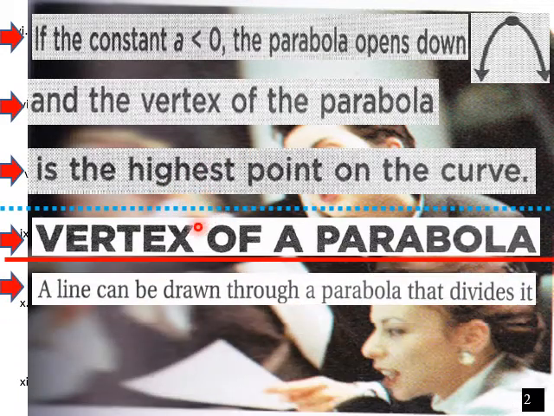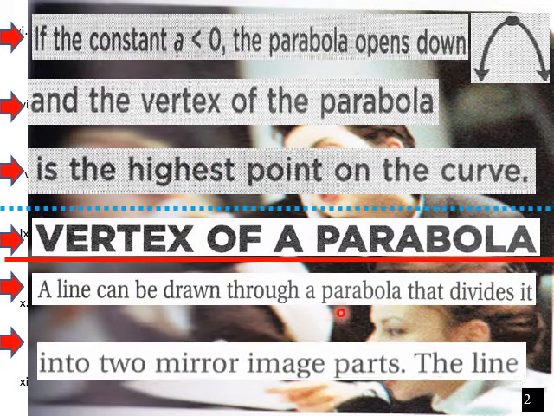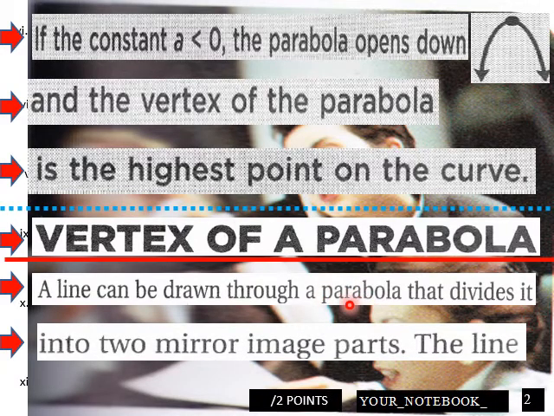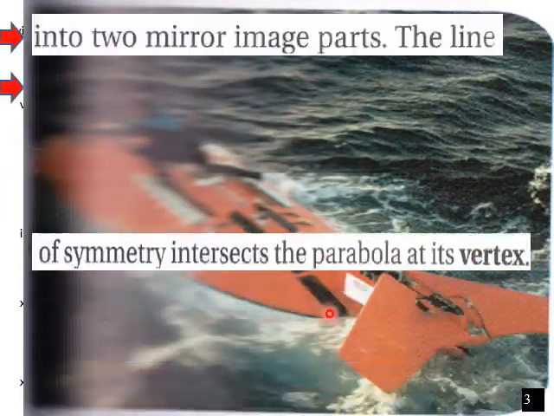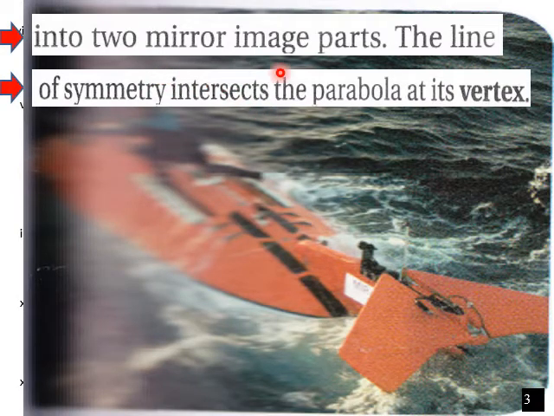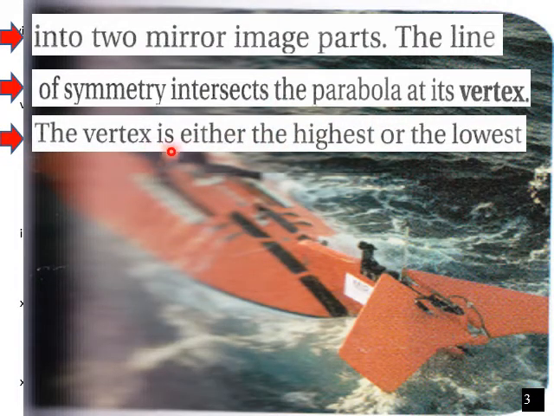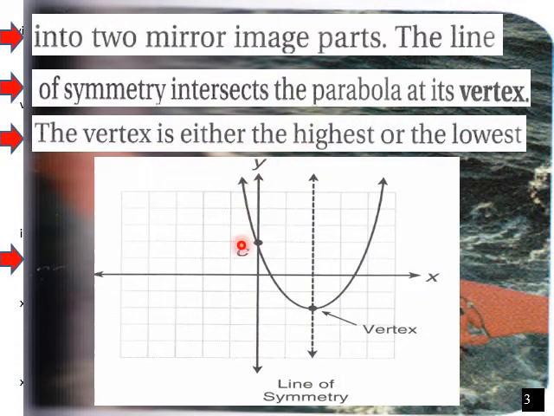The vertex of a parabola: a line can be drawn through a parabola that divides it into two mirror image parts. Of the two image parts, the line of symmetry intersects the parabola at its vertex. The vertex is either the highest or the lowest. Here in this case it's a minimum or the lowest, line of symmetry. A is greater than 0 or positive for this parabola.